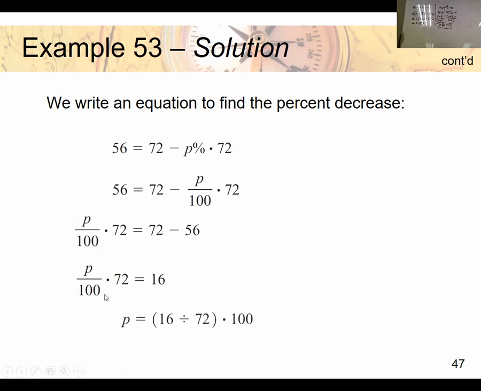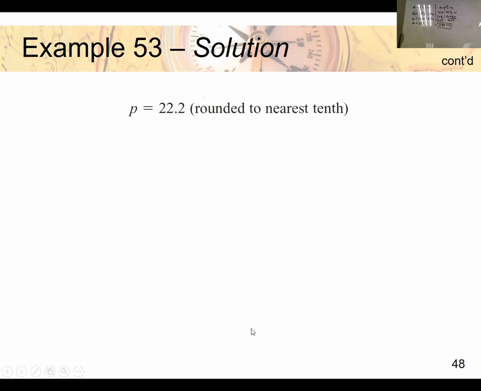And to solve for P, the 100 is in the denominator, so they multiply by 100. The 72 is being multiplied by P, so we divide by 72. So here they have 16 divided by 72 times 100. And this is to the nearest tenth, to 1 decimal place. P is going to be 22.2. So that means, in this case, it'll be 22.2%.